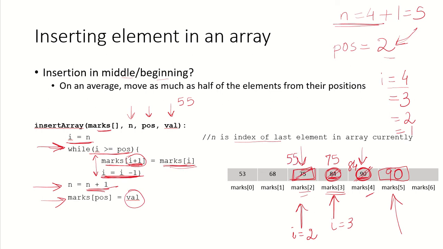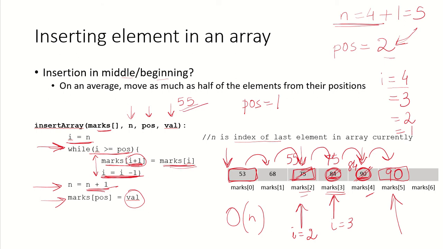What is the complexity of this? It is order of n, because in the worst case we might have to shift all the elements if the position is 1. So if the position that has been given to us is 1, we will have to shift all elements to the right in the worst case. And once we have created this space over here, we can add the value that we wanted to put. So the time complexity of this operation when we want to insert an element in the middle or the beginning is order of n.